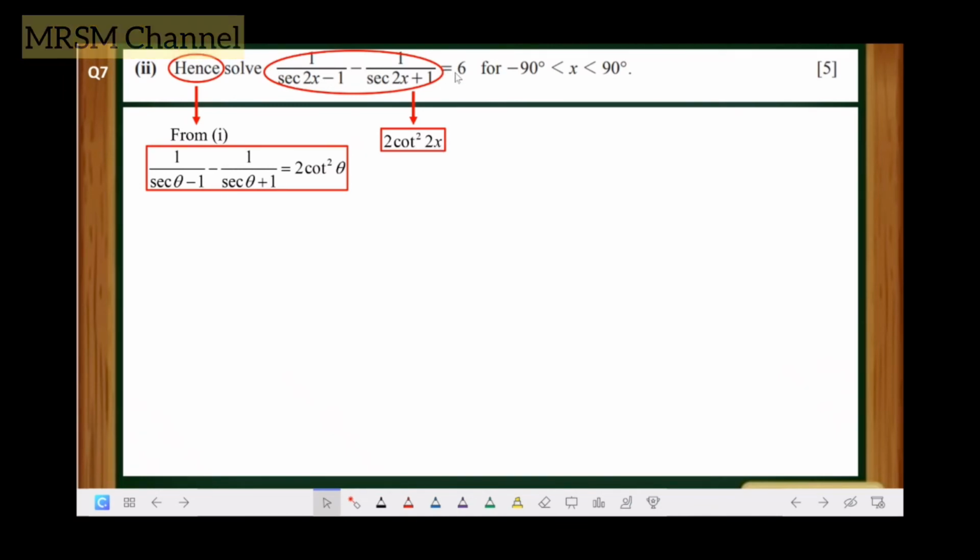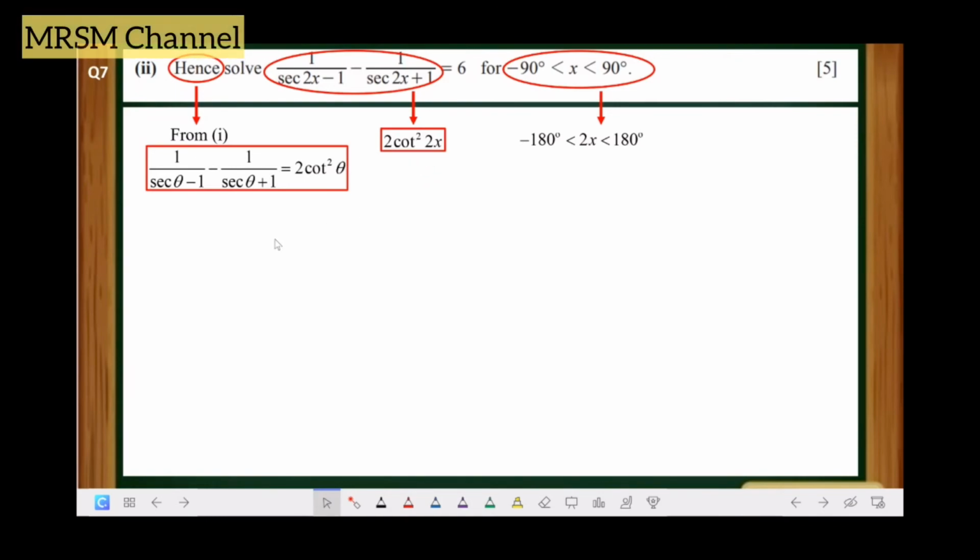Okay, now the range is given from negative 90 degrees to 90 degrees. This is for x, but for 2x it will become from negative 180 degrees to 180 degrees. Multiply 2, so here also multiply 2. So this is the range. Okay, we leave this range for now, let us look at what we want to do.